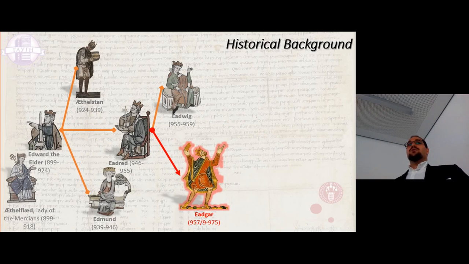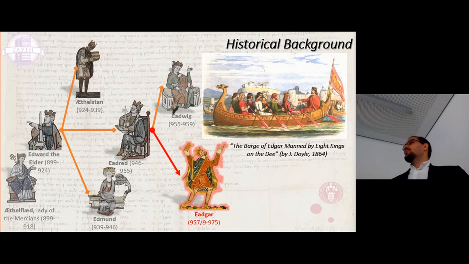The situation was very heated. And if Edwy lived longer, it is not improbable that there might have been a civil war. Edgar is best known for being consecrated king of the English, this time on the River Dee, where supposedly 8 British monarchs, that is Celtic princes or whoever they were, were rowing in his barge. So he was quite an imposing king.